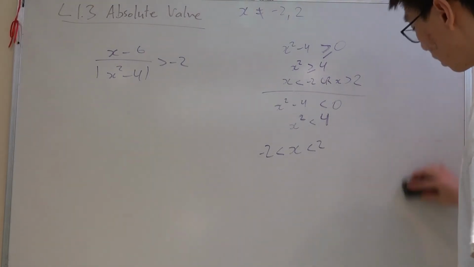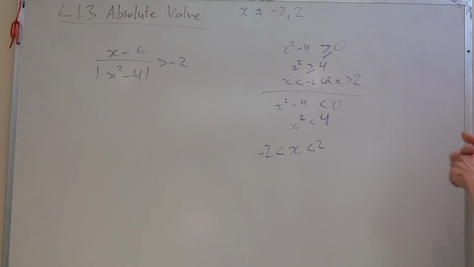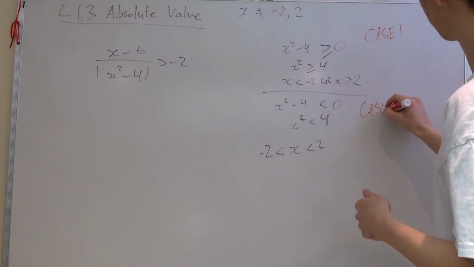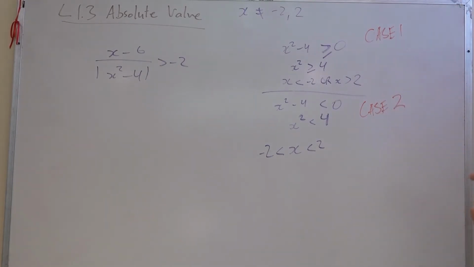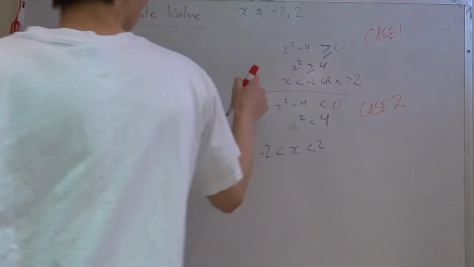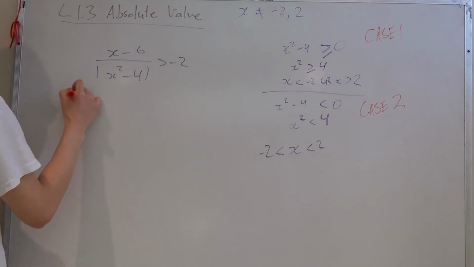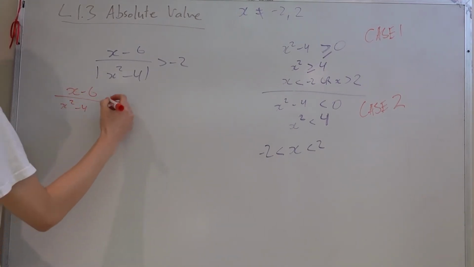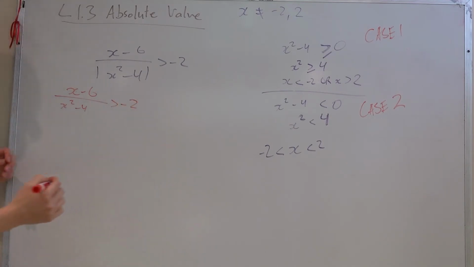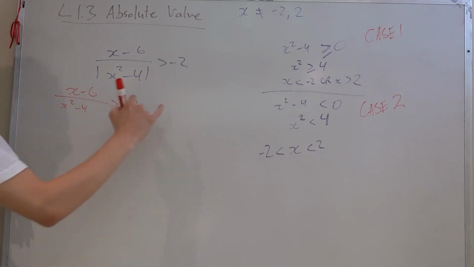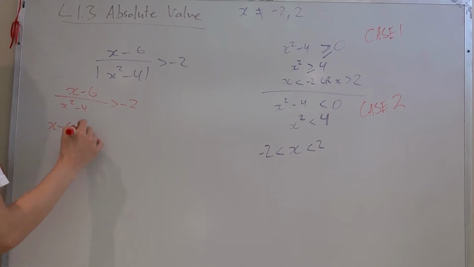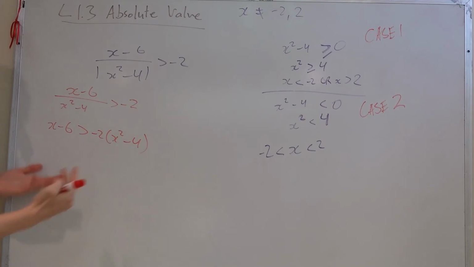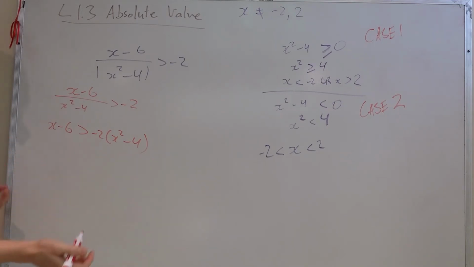Okay. So just like last time, we get a case 1 and a case 2. This is case 1. This is case 2. In case 1, we don't have to change anything. Lucky. So all we do is x minus 6 over x squared minus 4 is greater than -2. Now what? You can take this, bring it over here. x minus 6 is greater than -2 times x squared minus 4. And then from there it just becomes a game of solving the quadratic.